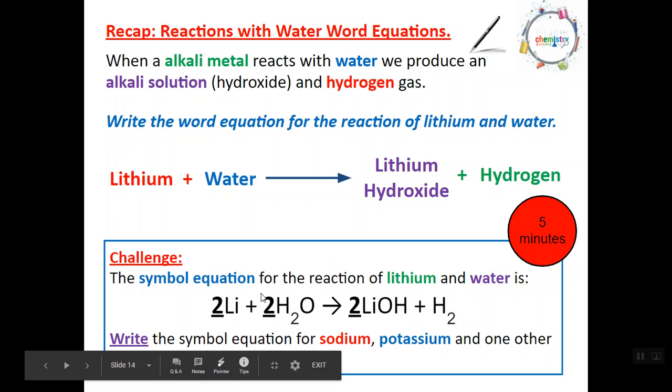Now, don't worry too much about these twos at the moment. If you know what these are and you remember what these are, someone did this with you last year, you can do that as well. But it would just be great if some of you could attempt a symbol equation.